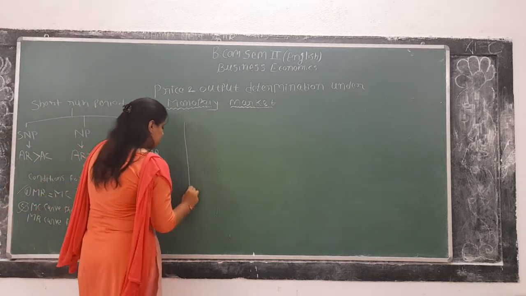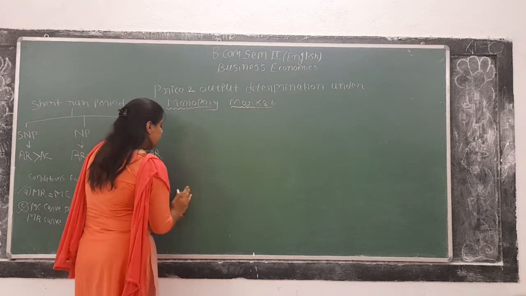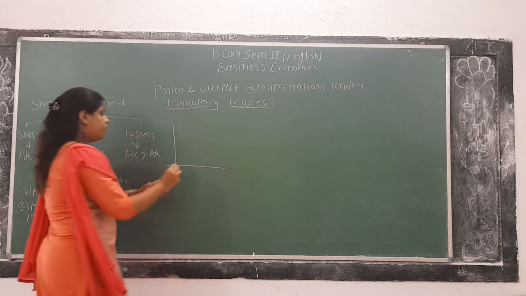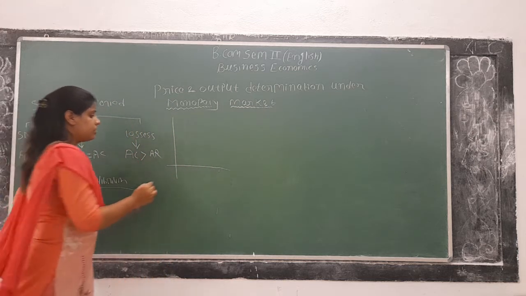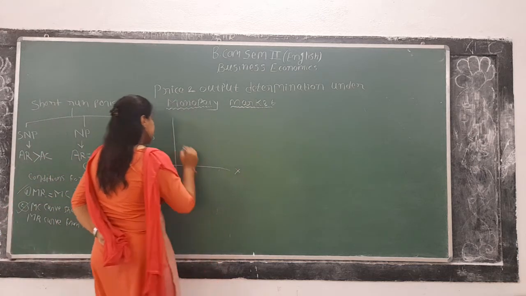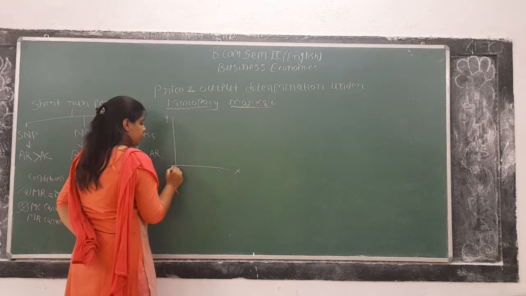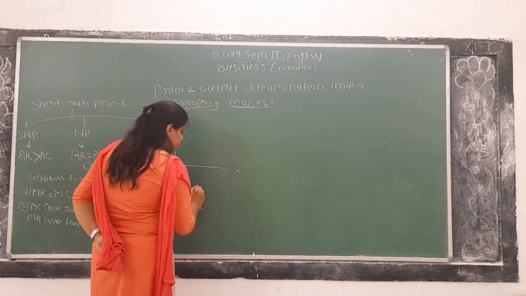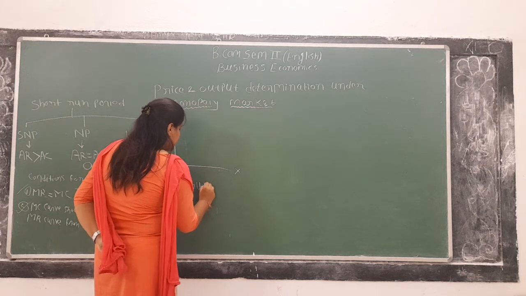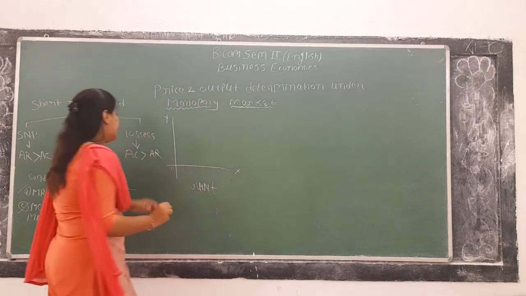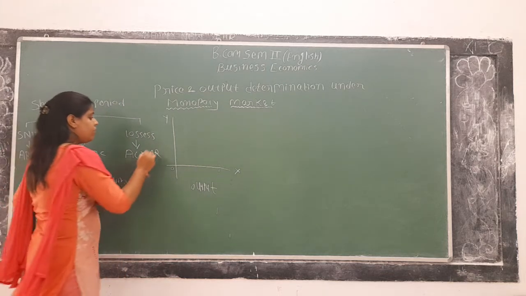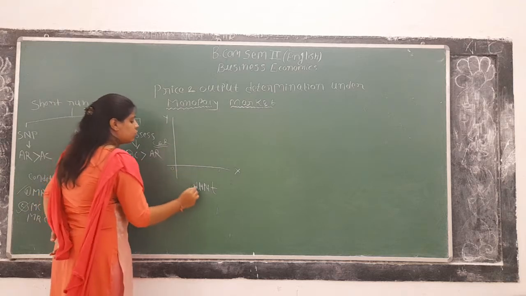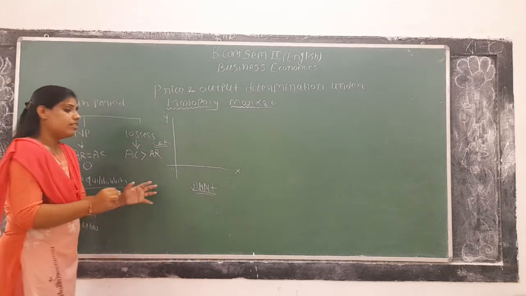See, this is the diagram. Here, what we have represented? Here we have represented the x-axis and y-axis. On the x-axis, we are going to have output, and on the y-axis, we are going to have cost and revenue.